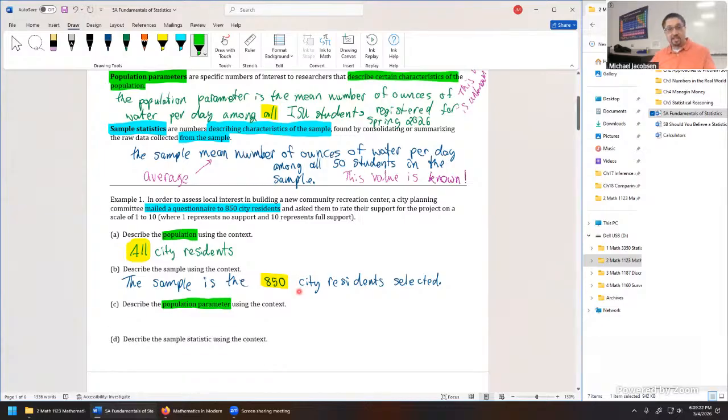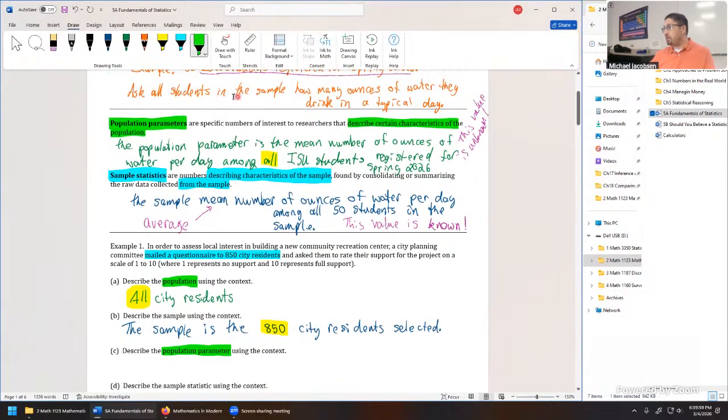Let's reread the context once again. Sometimes in a statistical problem, just reading this several times is a great strategy. Read it once to get the lay of the land on the problem. Read it again just to refresh what it's all about. Then when you finish the problem, probably reading it again just to make sure your answers really make sense is a good idea. So the population is all city residents. The sample is the 850 selected for the study. And they were asked, these 850, to rate their support for the project on a scale of 1 to 10.